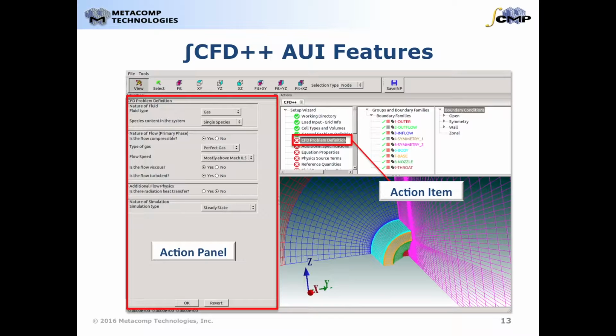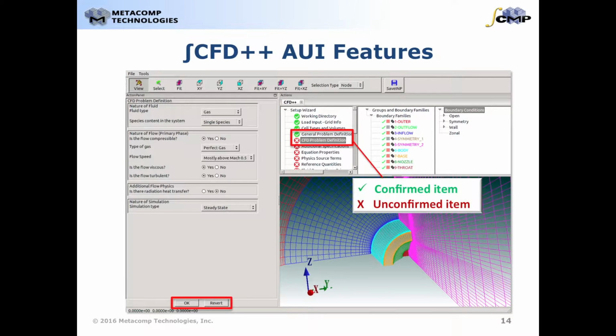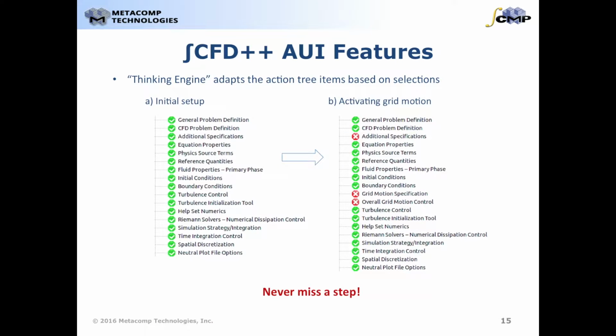For each required action item, an action panel appears to the left. These action panels need to be completed or accepted to achieve the required green checkmark in the action tree. At the foot of each action panel is the option to revert to default settings or accept the above settings via the OK button. The action panel options in the AUI are dependency-based. A thinking engine adapts the action tree items based on the user selections.